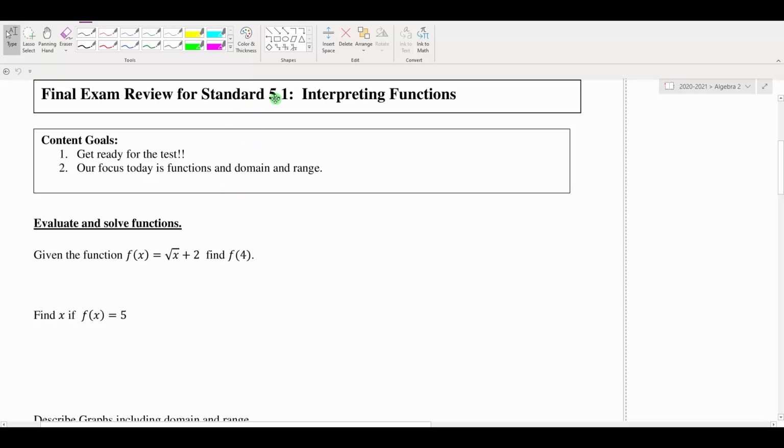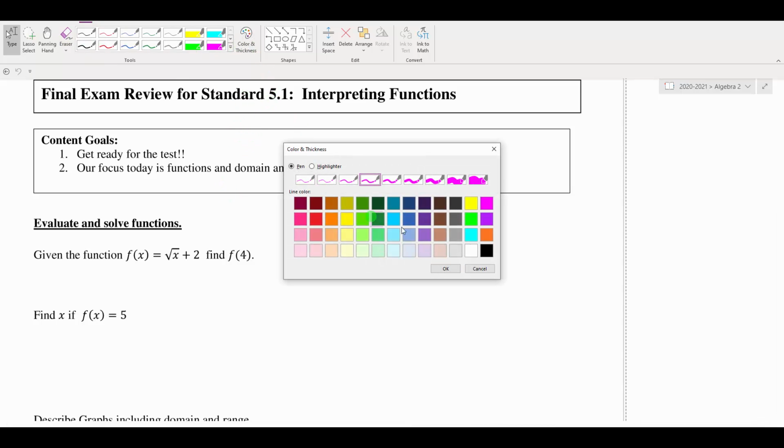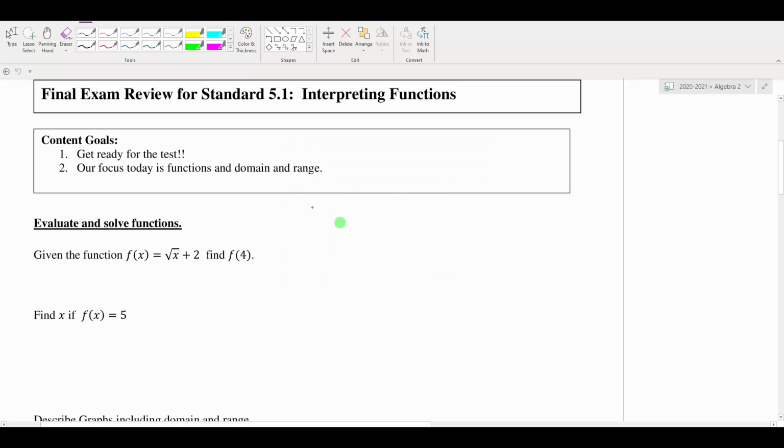So this is going to be one of the standards that we see on the final exam. I'm going to go over it since this is material that you haven't seen for quite a while. We've used it, but we haven't seen it since about August or September, so it'll be good to go over it again. Let's go ahead and get started.